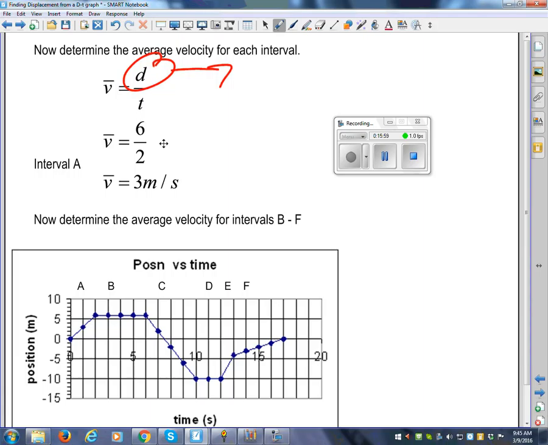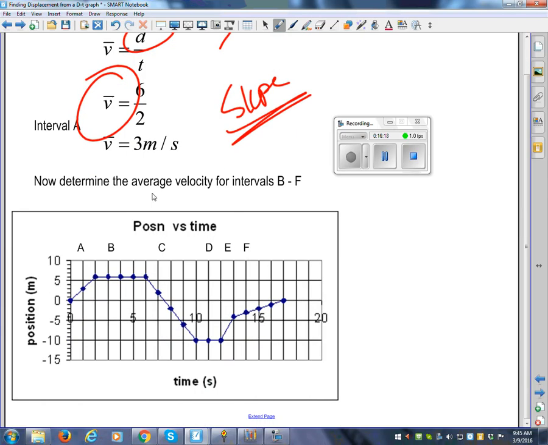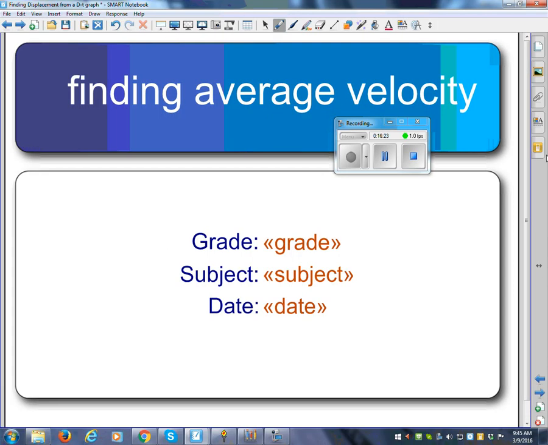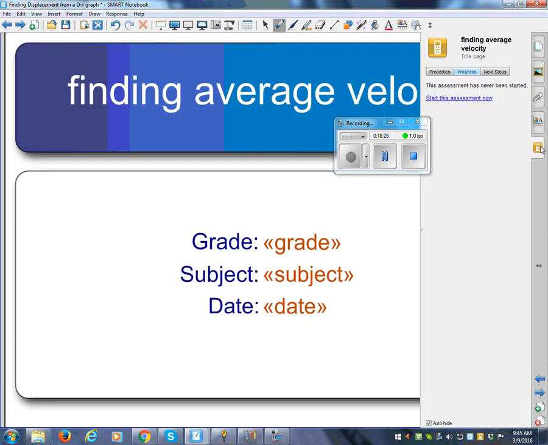slope. What are we finding? We are finding the slope. The average velocity is the slope. Did you know that from grade 10? Probably. The average velocity is the slope. Okay, so you need to find the average velocity for intervals B, C, D, E, and F. You've got the displacements already. Some of you got them wrong, so I hope you copied down the right answer. Please begin.